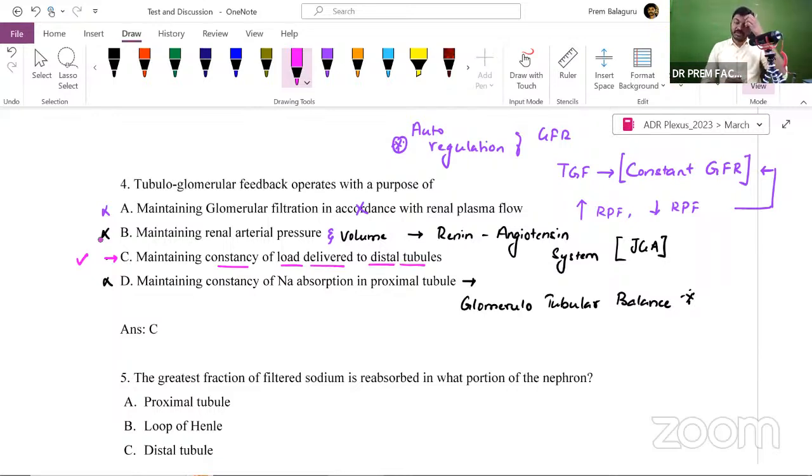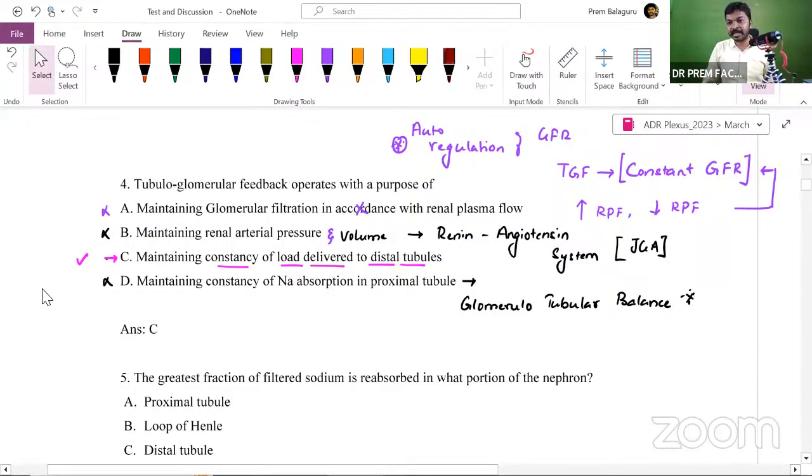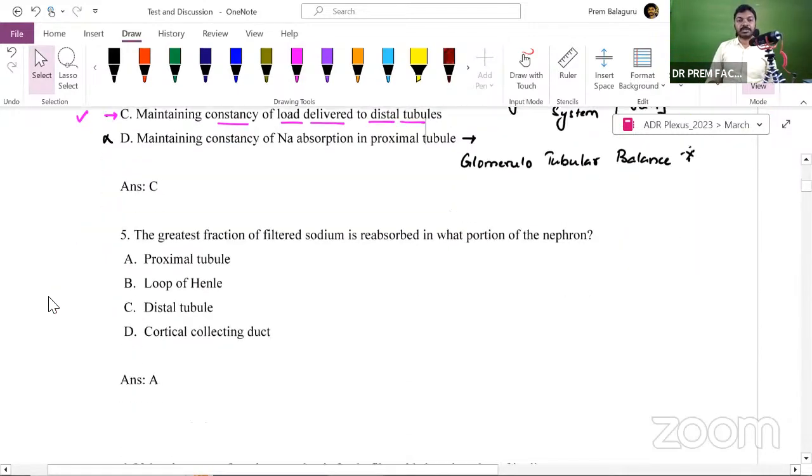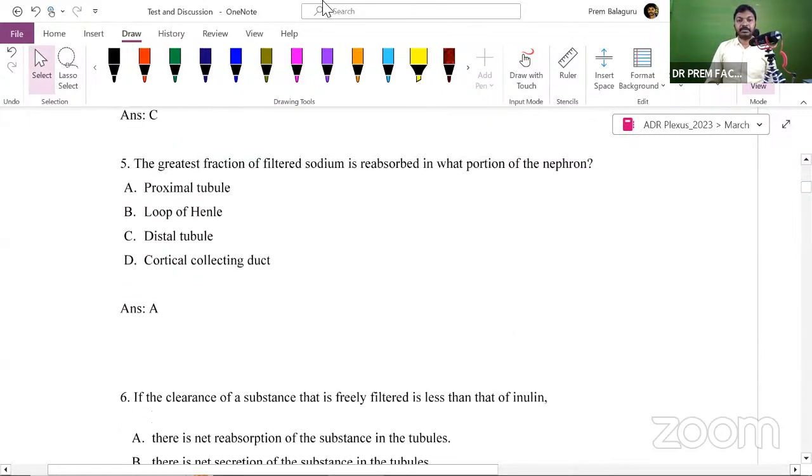So tubuloglomerular feedback operates. The best answer for this question among the options given, I'm not saying this is the best answer, I'm saying among the 4 options given, this is the best option, because definitely A, B, and D are wrong, and hence we are going with option C as the best answer, doctors. That's question number 4. Coming to question number 5.